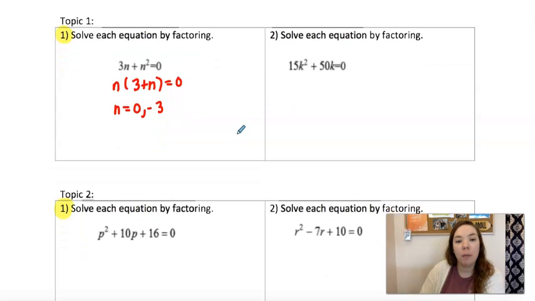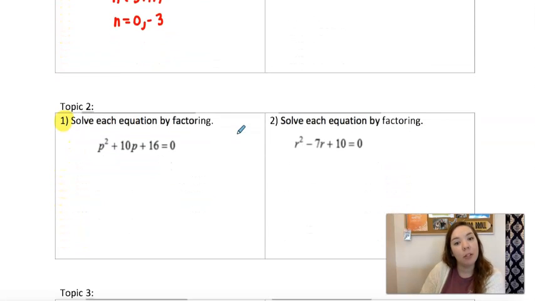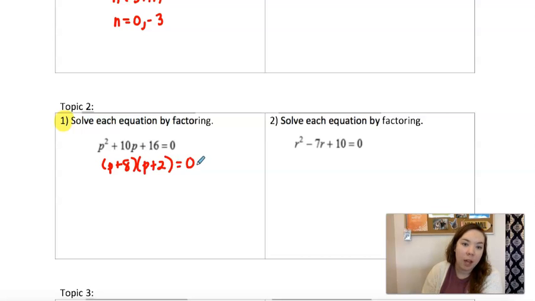So I'm going to do number 1 on topic 2 now. I'm going to start by factoring. So factors of 16 that add to 10 would be 8 and 2. And then for each piece to be equal to 0, p would be negative 8 to make this piece 0. And p would be negative 2 to make this piece 0. So p could be negative 8 or negative 2.